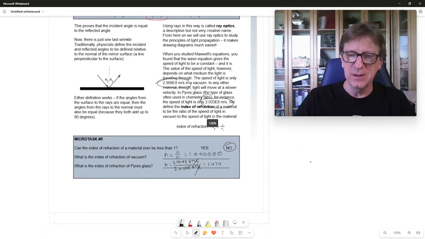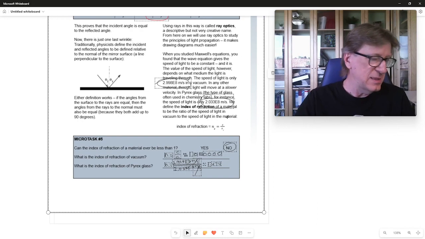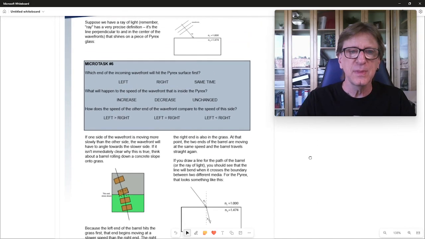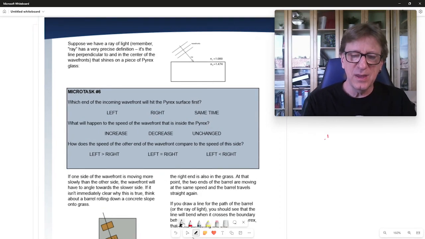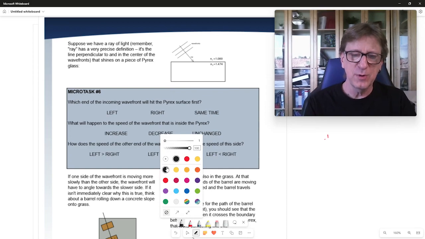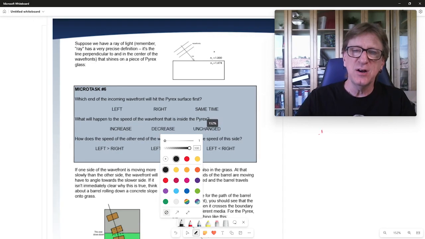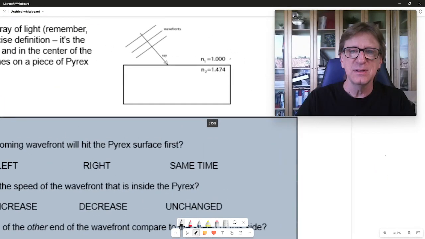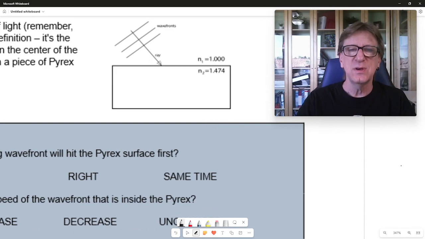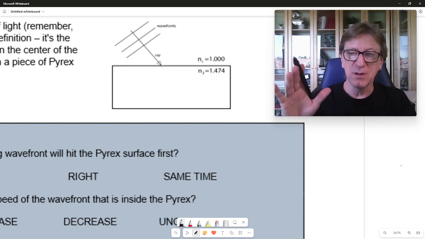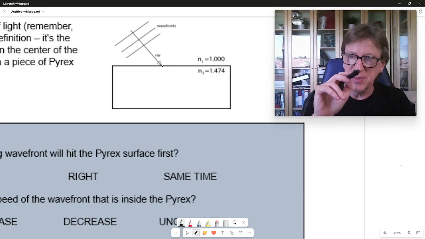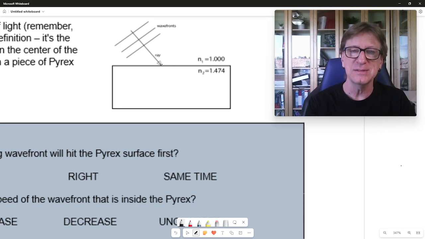All right, let's zoom out here and see how we can apply this. Suppose we have a ray of light. And remember, it's not a ray. It's a line perpendicular to the center of the wavefront. And it's shining on this Pyrex glass. Let's zoom in for just a minute so that we can see it. So here's my ray. Now, if it were a mirror, obviously it's going to reflect off. And what we're going to learn later is that always some of it is reflected. But we're going to ignore that part for just now. We're just going to talk about the stuff that's actually coming into the glass.